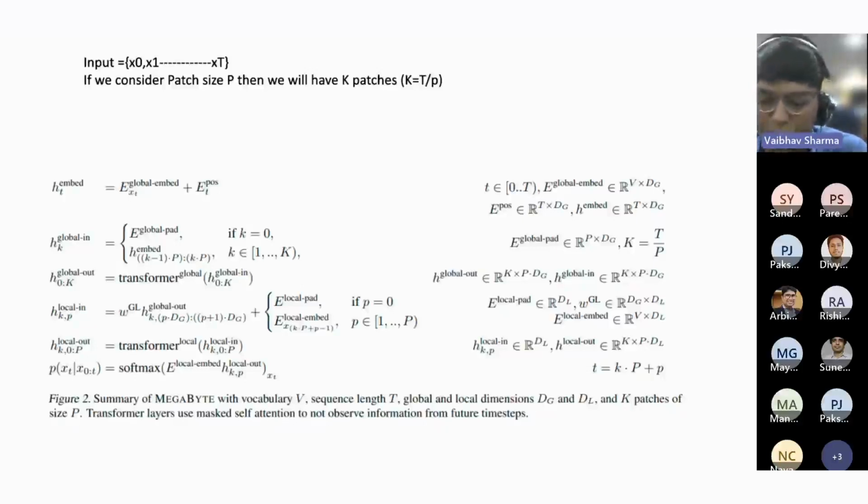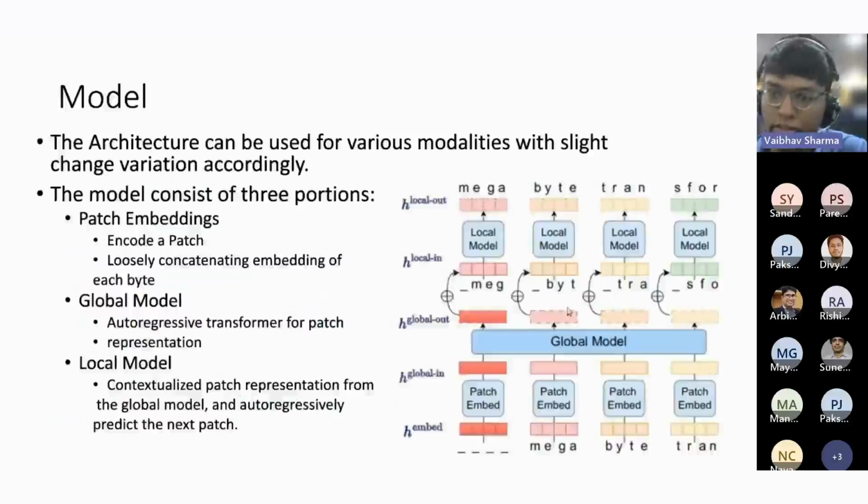these patches separately. What I'm trying to say is that for one patch, there will be p bytes inside that patch because the patch size is p. So now it will separate that, and it will look at the previous byte to predict the next byte inside a particular patch. So it will be an intra-patch thing. This hk portion will be an output from the global model. This is the output that I'm talking about right now.